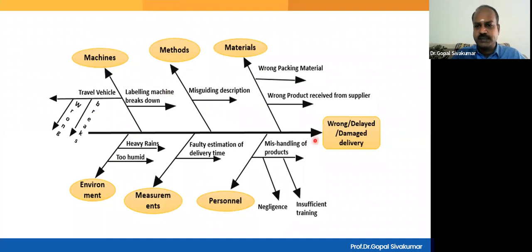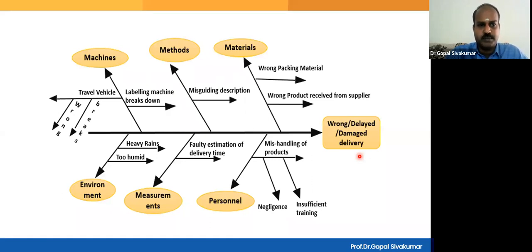And meanwhile, see here, this is another fishbone diagram for wrong, delayed, or damaged delivery. It is something like an online delivery organization. So it's like an e-commerce where people order online and then items are delivered. And now they are repeatedly experiencing this problem. Items are delivered wrongly, there are delayed deliveries happening, and there are damaged deliveries happening.